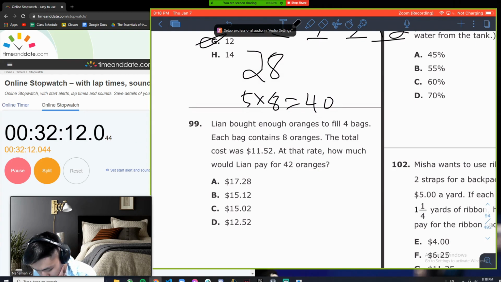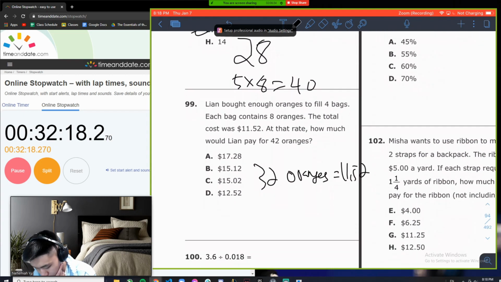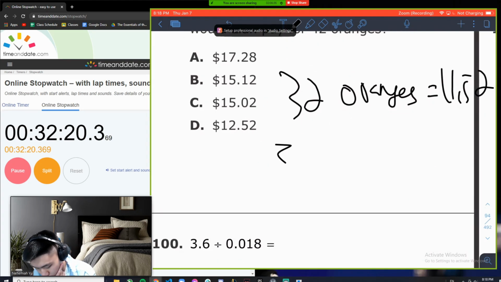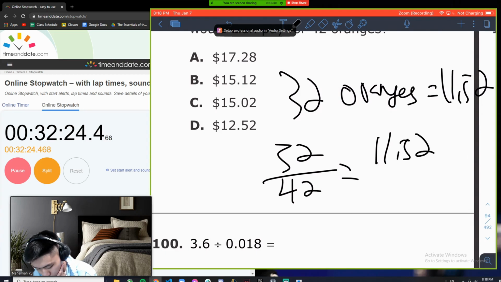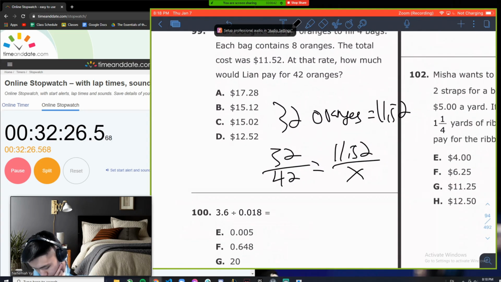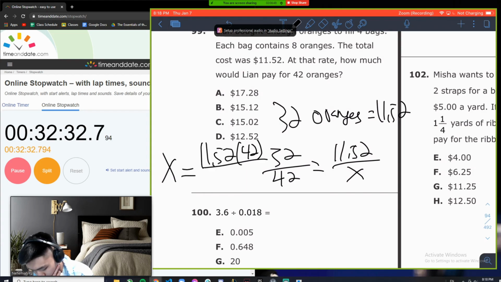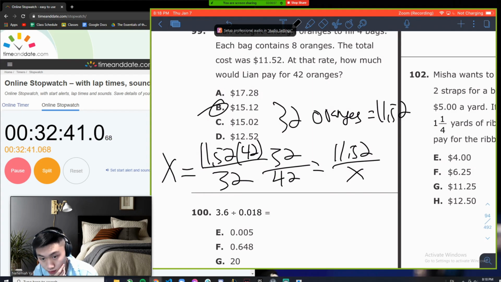So 32 oranges cost 11.52. So you set up a proportion 32 over 42. It's 11.52 over x, right? So x equals 11.52 times 42 over 32. So it's 15 and 12.